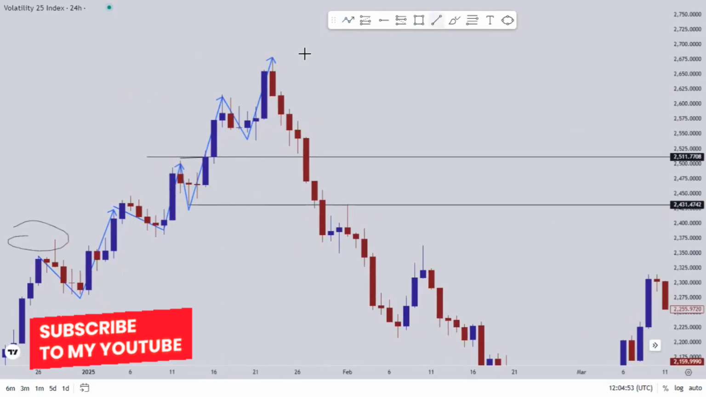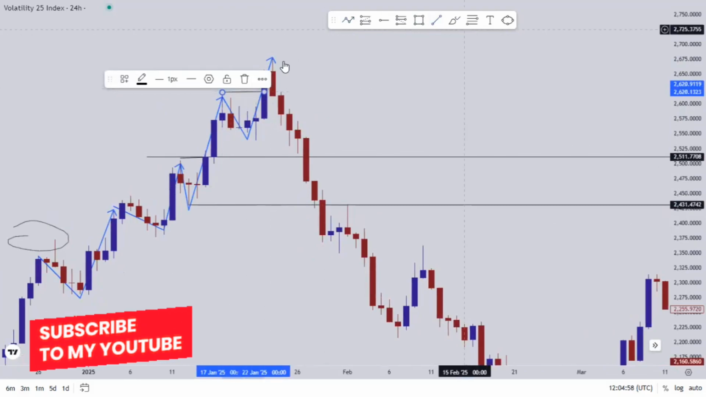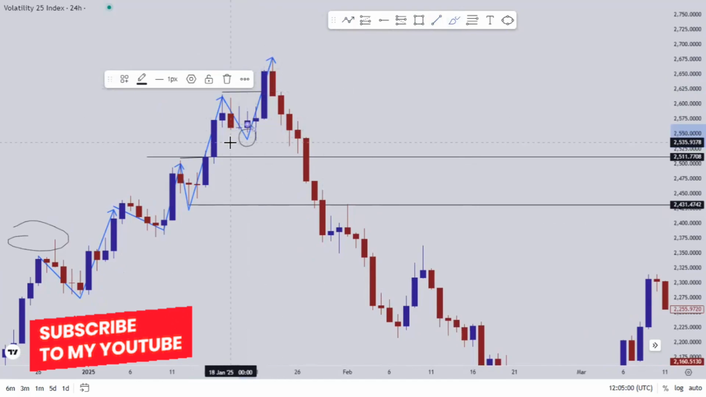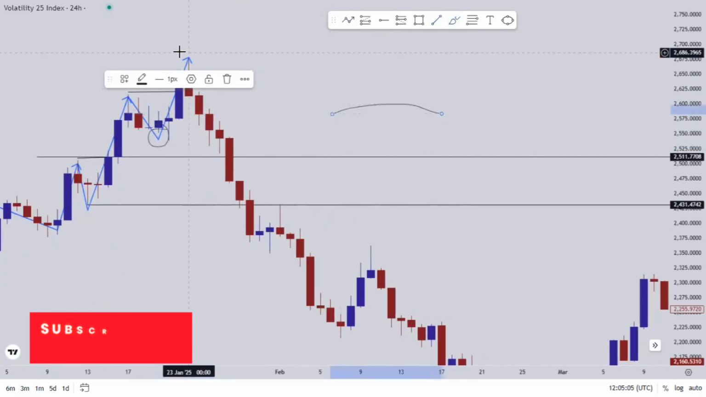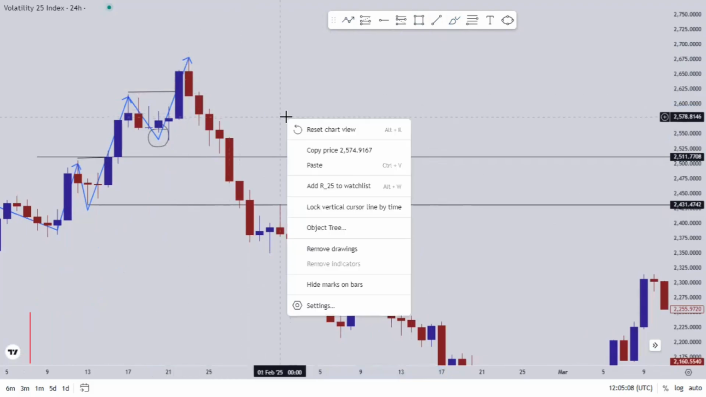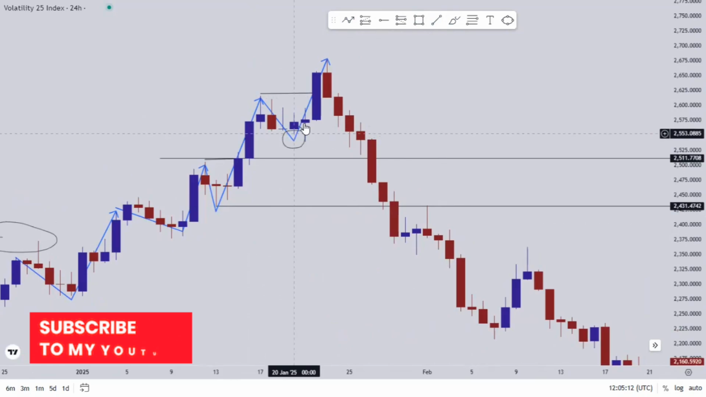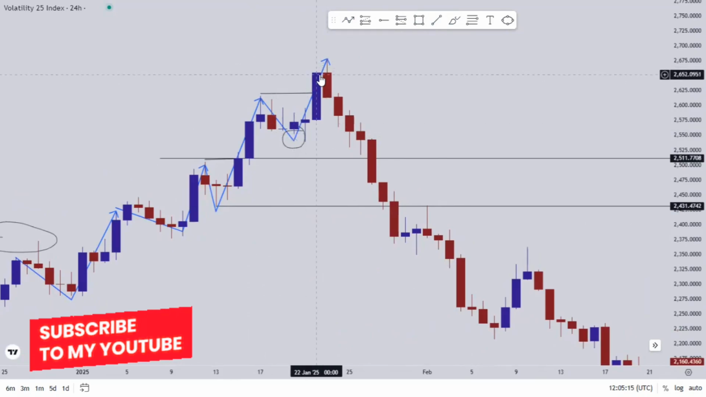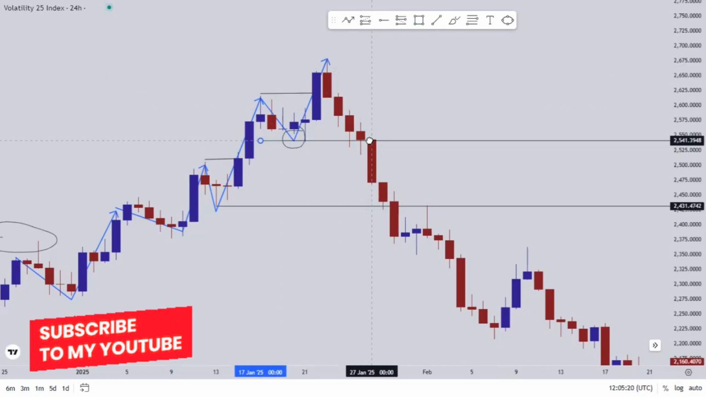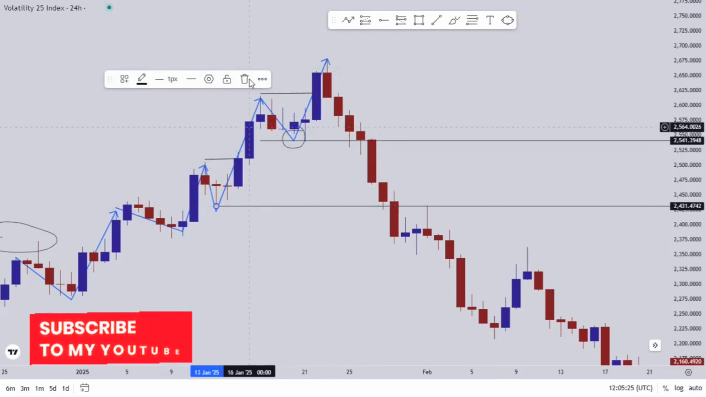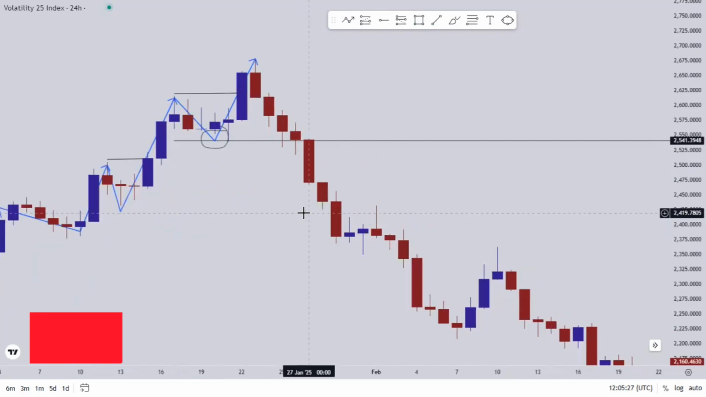Then we have a break of structure here, and this becomes a valid higher low. Look at what happened here. The market creates this lower, higher low and higher high. This level here should not be broken. If it gets broken, the trend has changed, or that's what we refer to as change of character.